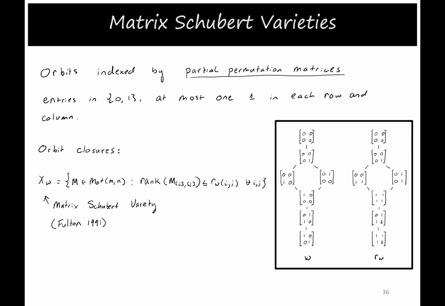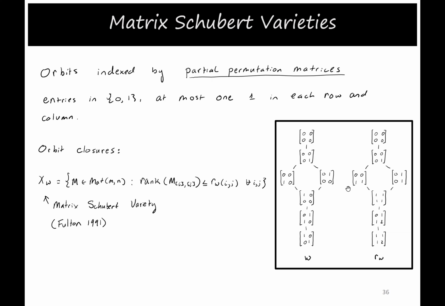It turns out that orbits are indexed by partial permutation matrices, where we can have zeros and ones as our entries, and then we have at most one 1 in each row and column. So for this, the orbit closures are still a similar sort of downward inequality thing, but now we have to look at each position in our rank table to determine if one orbit is contained in another. And so these orbit closures are called matrix Schubert varieties. They were defined by Fulton in 91.